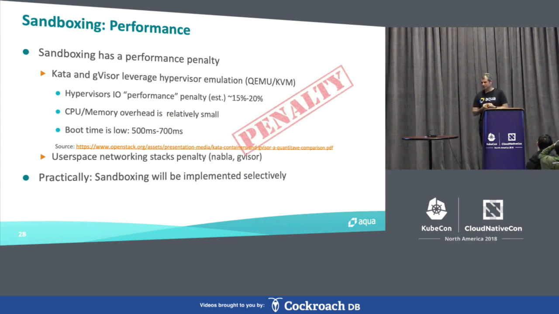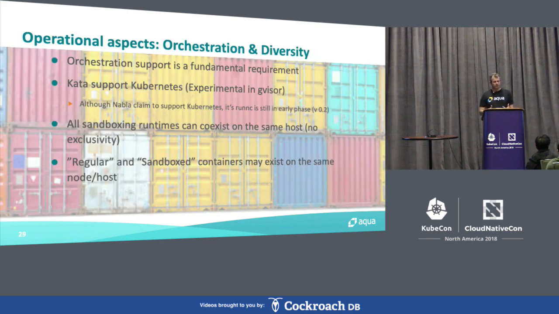If it's going to be implemented selectively, then we need to ask ourselves how it coexists with a regular environment. How does it coexist with the orchestration layer? How does it coexist with other containers? The interesting thing that I found is that orchestration, of course, is a must. I don't think you can really run a real runtime without orchestration. Kata provides the best support for Kubernetes. It's still experimental in gVisor. Nabla, among its other challenges, although in the November timeframe they said they support Kubernetes, the whole runtime is still experimental. They do support it, but it's still in an experimental phase.